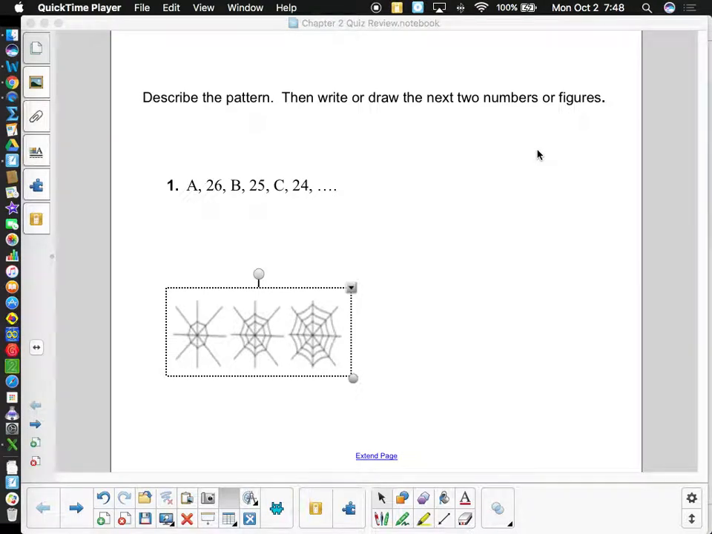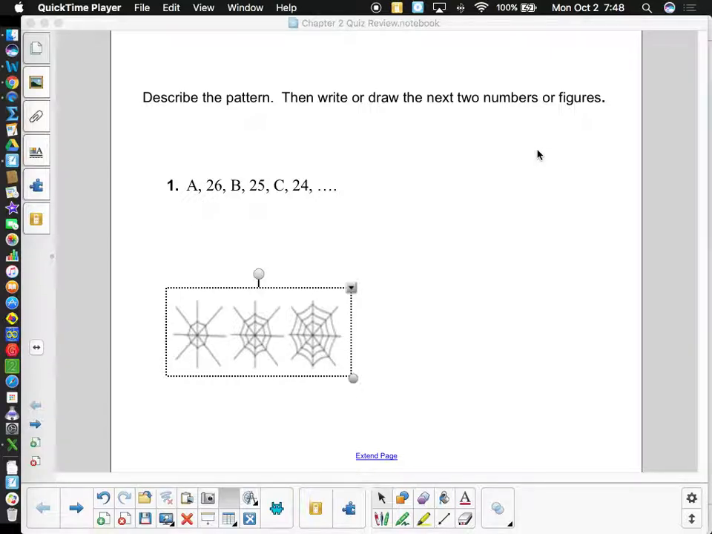Good. So let's take a look at our review. I've got exactly the same problems on the smartboard as you have on your sheet. So let's walk through these, because if we're good with this review, we should be pretty good with the quiz tomorrow, because very, very similar types of questions. Of course, the patterns will be a little different. You're going to have to recognize new patterns, but not so bad.